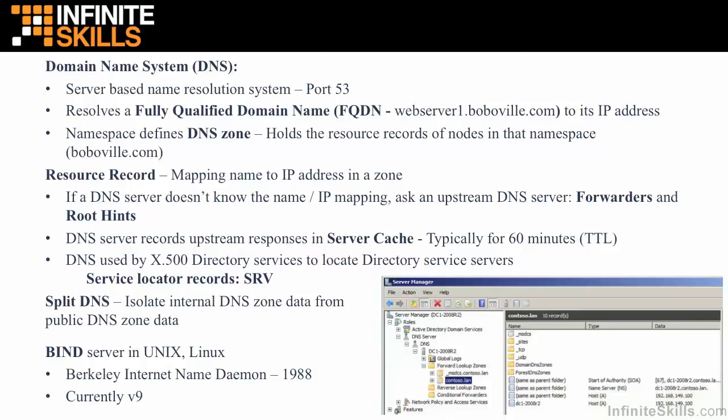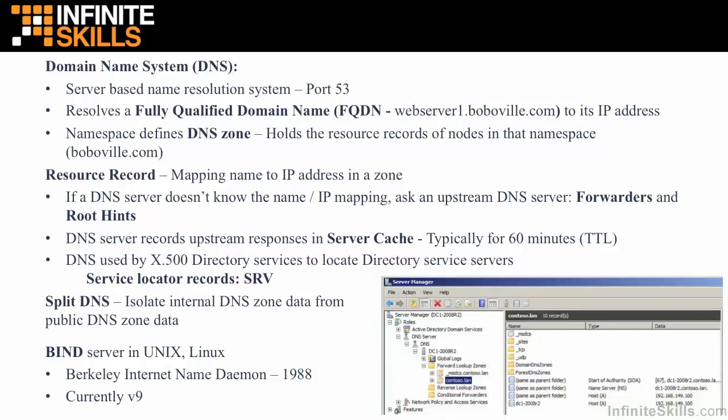And when a client needs to locate DC1-2008R2, that particular local host name, their client computer appends their domain name, contoso.lan, to that local host name, and then submits a query to port 53 on the DNS server. The DNS server searches its database in contoso.lan looking for the local host name that was requested, and will return the DNS response of the IP address that it has mapped in its database. So this is the name resolution process.